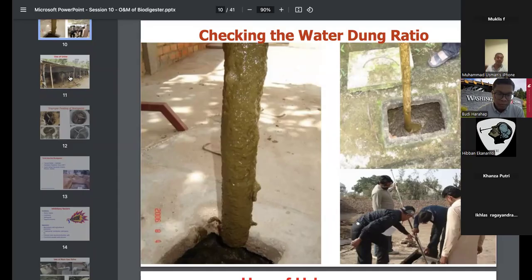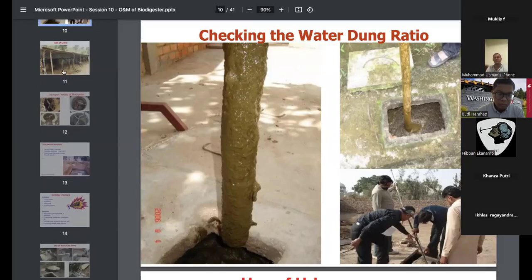On the other side, the farmer has added more water to the manure and the manure is not sticking to the stick. It means he does not have the proper ratio of manure and water.